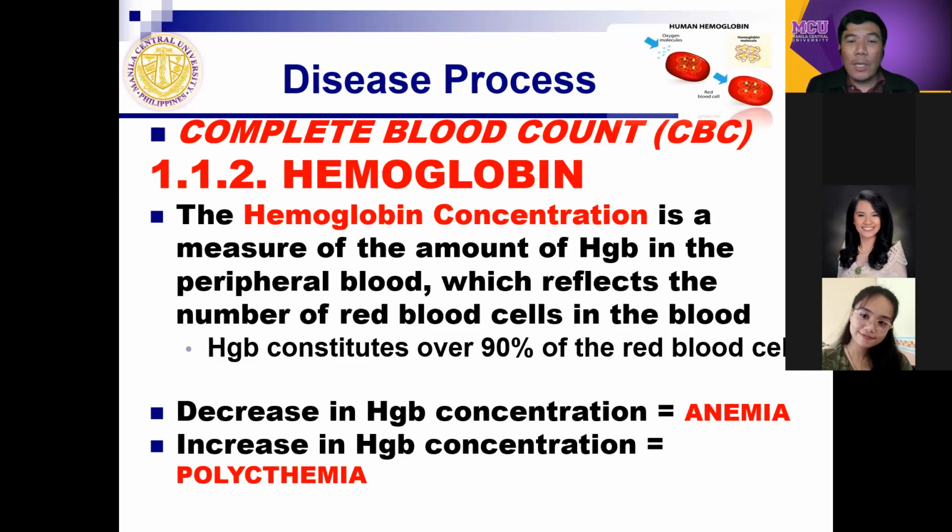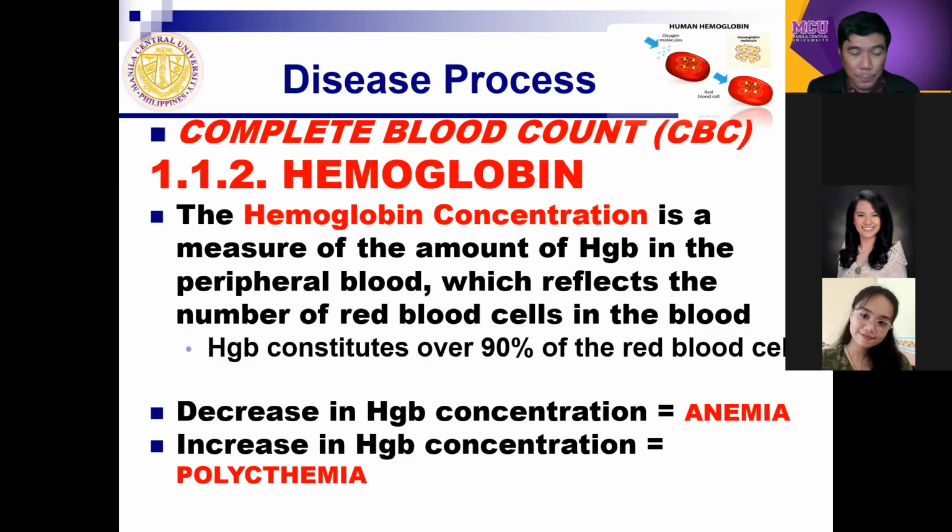Now, when it comes to decreased hemoglobin and hematocrit, it is expected na pag mababang hemoglobin, since basic component siya ng RBC at 90% siya ng RBC, then expected also that yung general result ng RBC are also lowered. But for us to identify kung what is the cause of the problem with the decreased level of hemoglobin, that could lead to another test probably. So ang decrease in hemoglobin is anemia, and the increase in hemoglobin concentration is polycythemia.